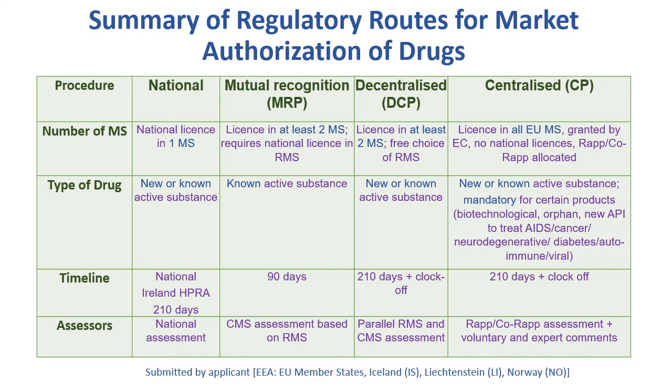Finally, on the basis of the assessors, there's a difference between these procedures. If it's national, it will be a national assessment, or it will be a concerned member state assessment based on the reference member state assessment. In the case of the decentralized procedure, a parallel assessment goes on between the reference member state and the concerned member states. And in the centralized procedure, the assessment is by the rapporteur or co-rapporteur, plus voluntary and expert comments that are given. So yeah, that's the summary.